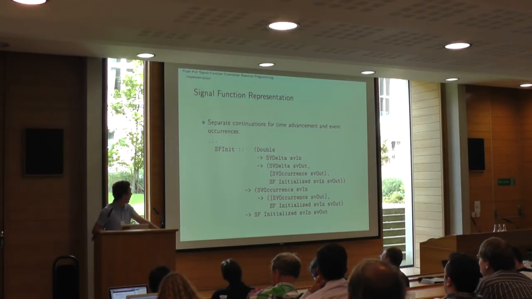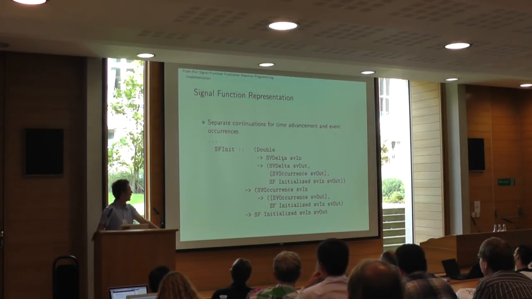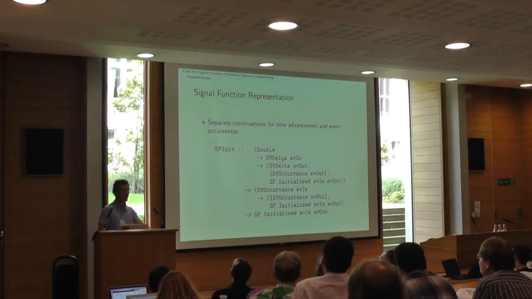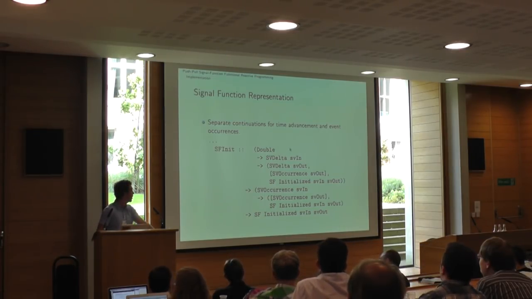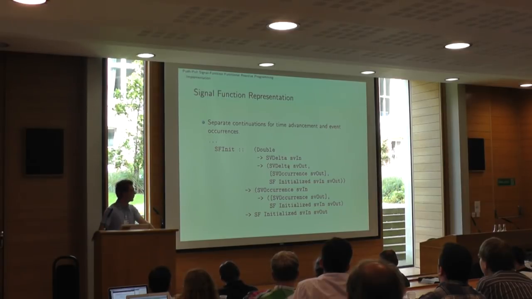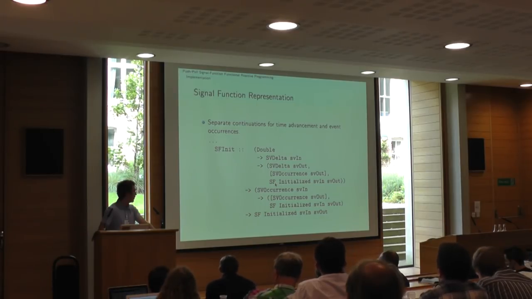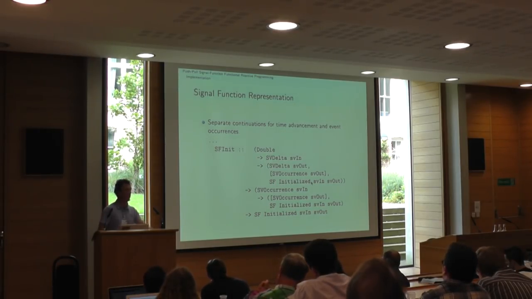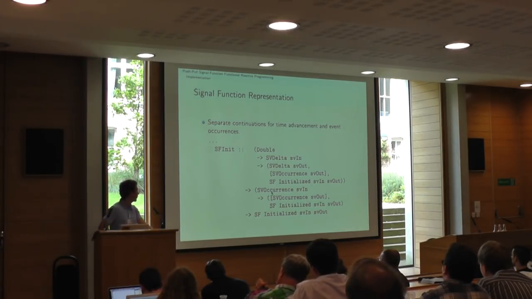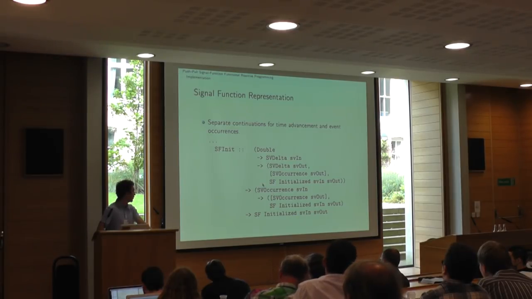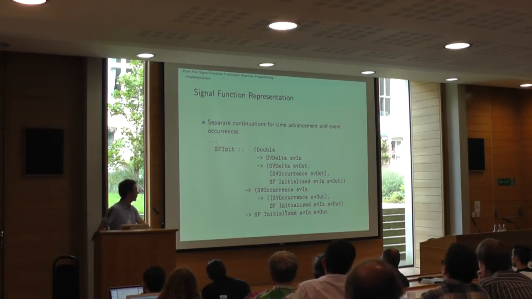Once that's done, you have two continuations. This continuation takes a time delta and a set of some replacement values for the signal leaves, and produces replacement values for the signal leaves at its output, possibly some events, and a replacement signal function for itself, because signal functions have dynamic behavior. And then this continuation takes a single event occurrence and produces perhaps some more event occurrences and a replacement signal function. So that's how events are handled.